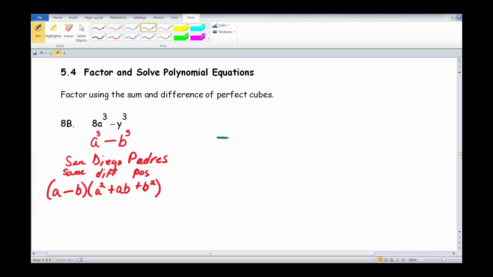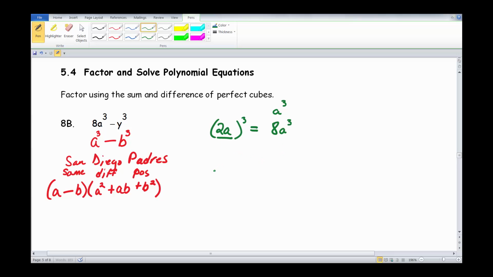So we're asking ourselves what cubed gives us that a cubed, that 8a cubed. Just starting off with the number, what number cubed gives us 8? 2 would accomplish that. Likewise, because we're trying to get 8a cubed, we have to have that variable a in there. So as a result, now we have a cubed. Well, that definitely gives us that 8a cubed.